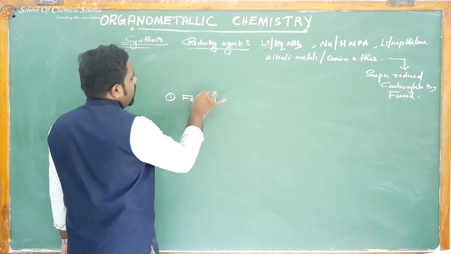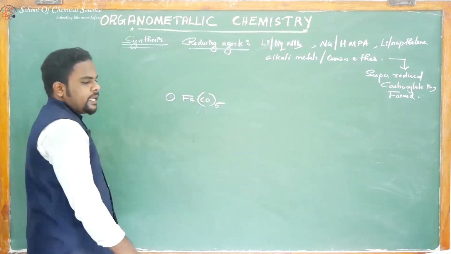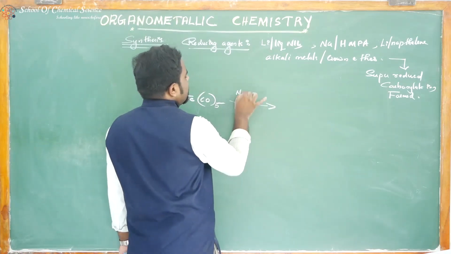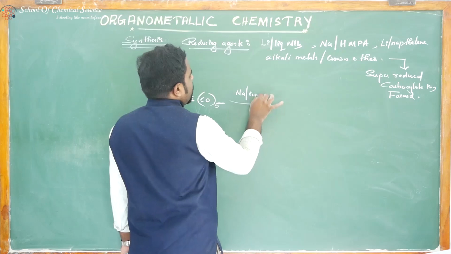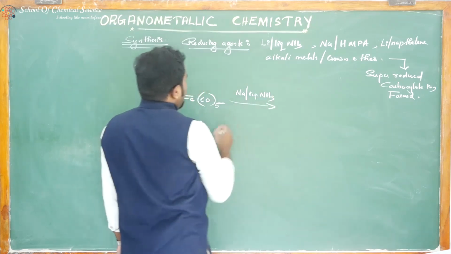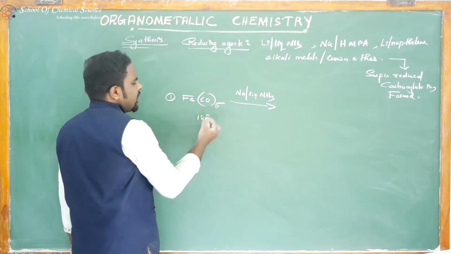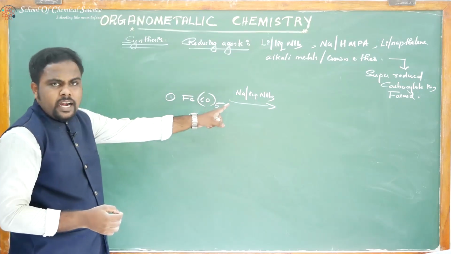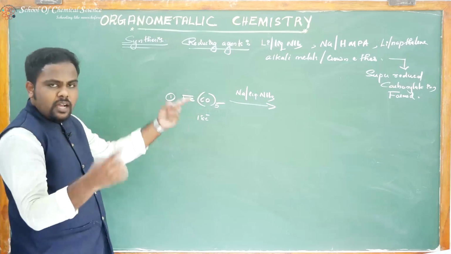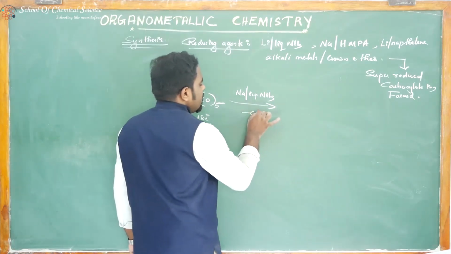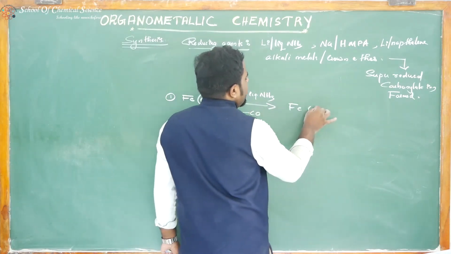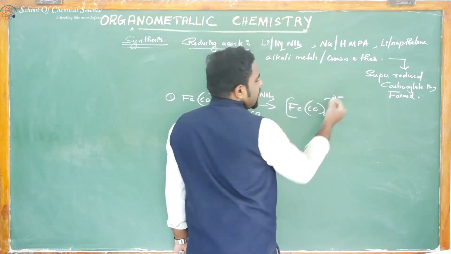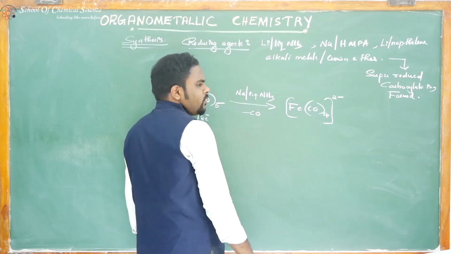FeCO5, iron pentacarbonyl. In the first step, on reaction with sodium in liquid ammonia. You know iron pentacarbonyl is an 18 electron species. In the first step, one carbon monoxide is eliminated so that you will get FeCO4 2 negative. This is also 18 electron. This also obeys the 18 electron rule.